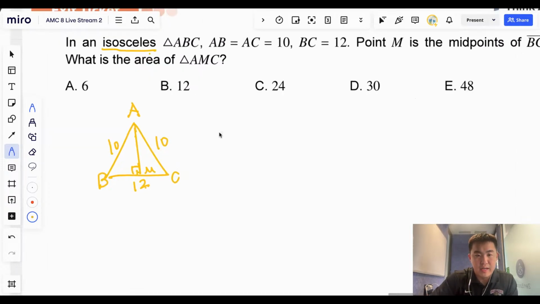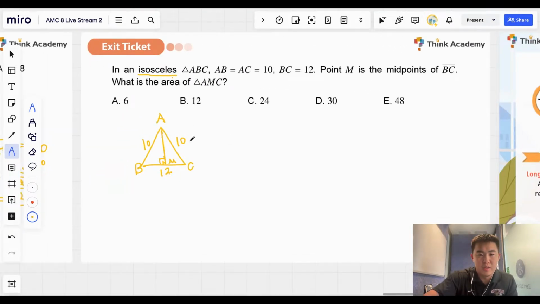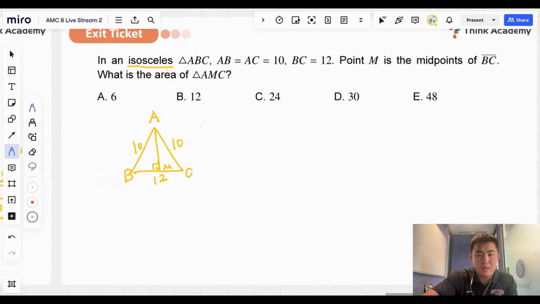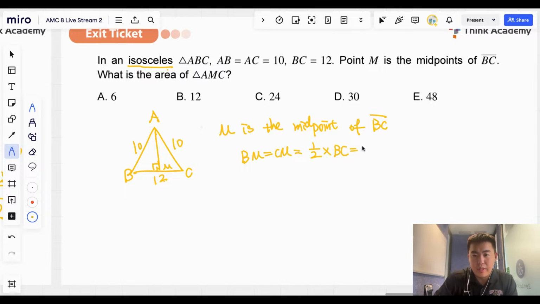So I will first start with, okay, I need to zoom out a little bit. Okay, good. So M is the midpoint of BC. So we know that BM should be equal to CM in terms of length, and that should be 1/2 times BC. So that's 1/2 times 12, which will give you 6.